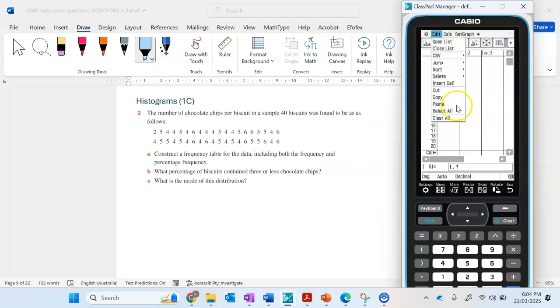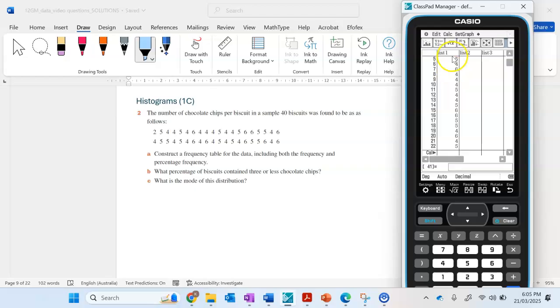So let's just clear what we had in there. All right, so we've got 2, 5, 4, 4, 5, 4, 6, 4, 4, 4, 5, 4, 4, 5, 6, 6, 5, 5, 4, 6, 4, 5, 5, 4, 5, 4, 6, 4, 6, 4, 5, 4, 5, 4, 6, 5, 5, 6, 4, 6. I'm bound to have made an error there, but anyway.